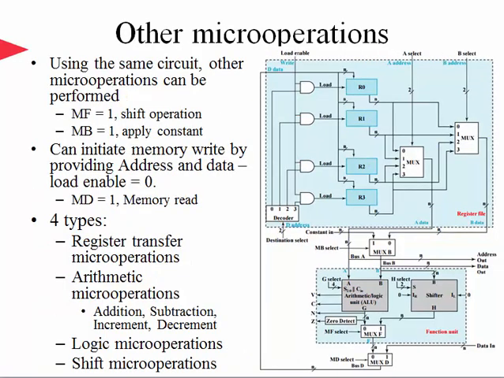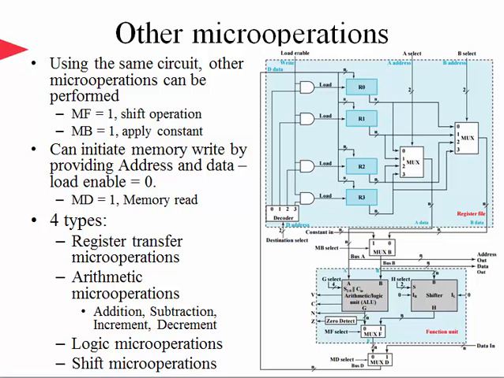We can use the same circuit and perform different microoperations. For example, MF set to 1 helps us execute a shift operation, and MB set to 1 applies a constant. The latter could be useful to load an input to one of the registers. We can initiate memory read and write operations by setting the register load enable to 0 and load bus A with the data address and bus B with the data to be written.